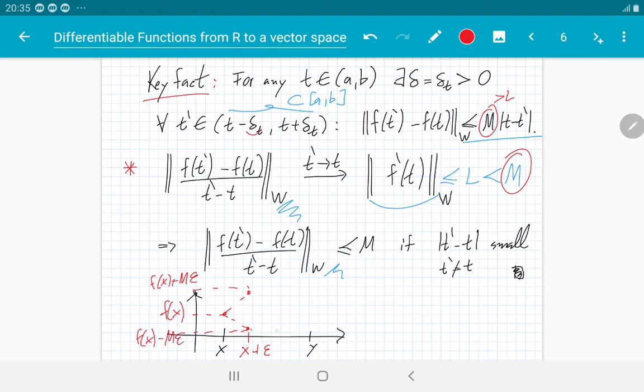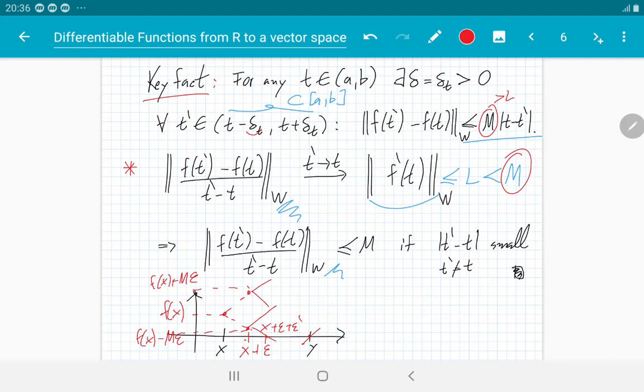So what I mean is that I can move a little bit to the right and only change the value of f in norm by something that's M times the distance that I moved. And I can keep doing that. So I can go from x to x plus epsilon plus epsilon prime. And again, I know that the function cannot change by much. And I could keep doing that until I reach y, then I'd be done. I'd say, okay, from here to here, the change in f is at most M times the distance, from here to here as well, and from here to here as well. And therefore the total change, the sum of the individual changes, will be at most M times the distance between y and x.